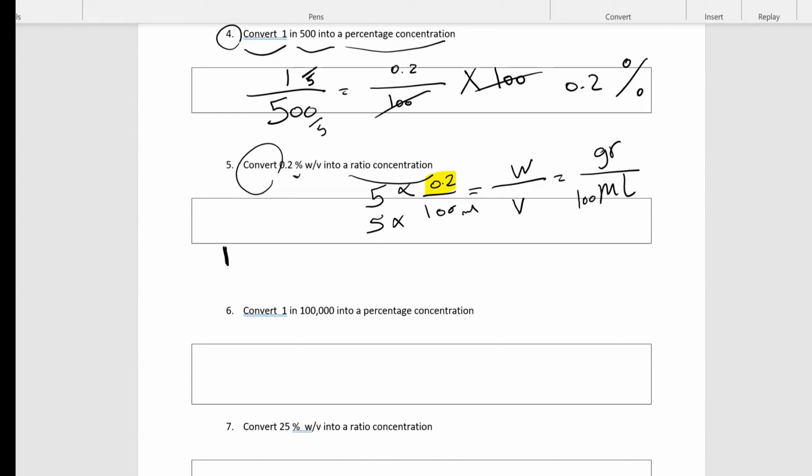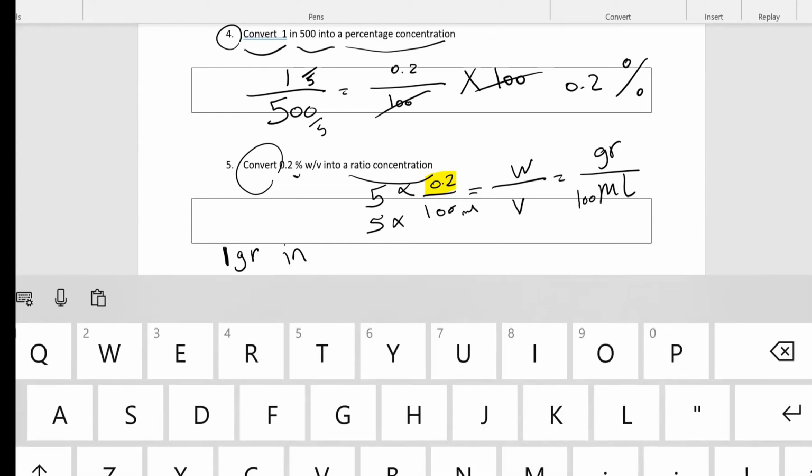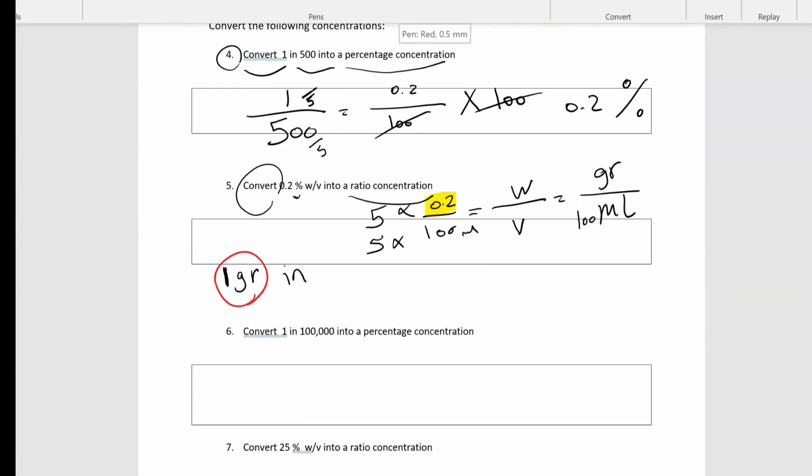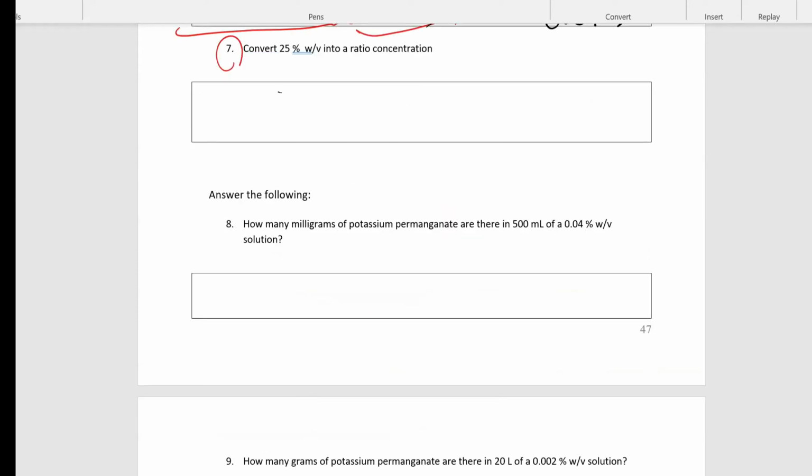So 1 gram in 500 milliliters, or 1 in 500. Here you have 25 grams in 100 milliliters. So the ratio is 20 in 100.